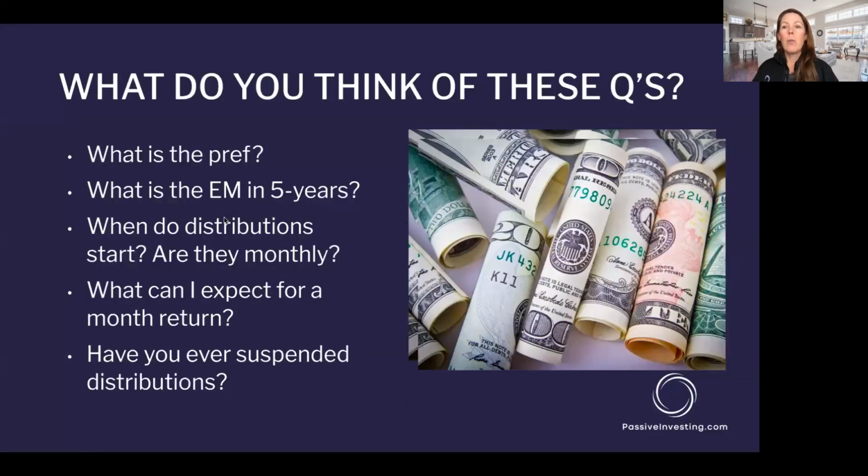I've already presented this to the group, but for those of you who weren't on the webinars in the fall, riddle me this. Are these good deal screening questions? What is the pref? What is the equity multiple in 5 years on this deal? When do distributions start? Are they monthly? What can I expect for a monthly return? Have you ever suspended distributions? Go to the Q&A box. Are these good questions to know if that is a high quality deal? How do you know that deal actually fits your goals or not?